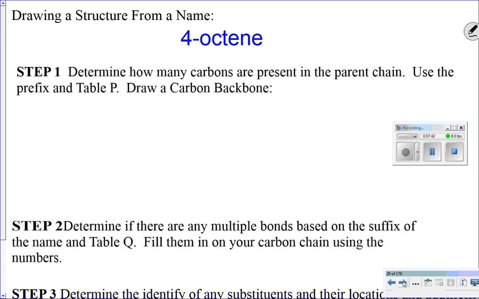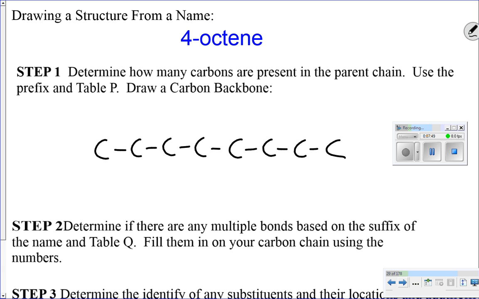For octene, octene is 8. On carbon number 1, 2, 3, 4, I'm going to start my double bond. Now I simply have to go back. I don't have any other substituents to deal with. I simply have to go back and fill in my H's, which I will do using the shorthand model.